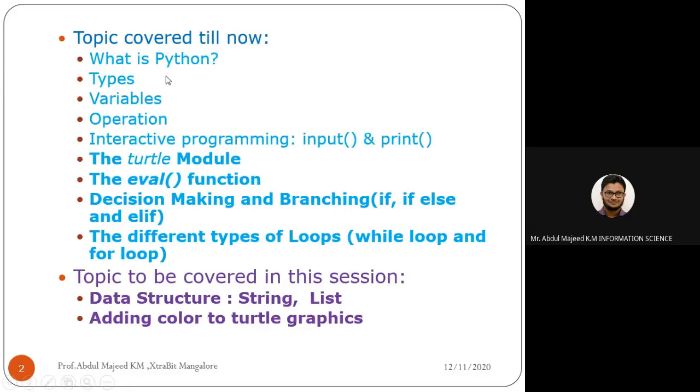So far we discussed what is Python, types of Python, variables, operators, operations, interactive programming by using input and print function, the turtle module, the eval function, decision making and branching, and the different types of loop in Python. Today we are going to cover data structure, string and list. Then we will discuss adding color to turtle graphics with the help of a list.